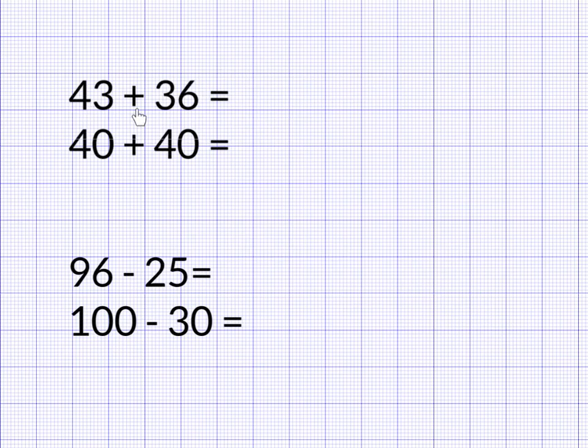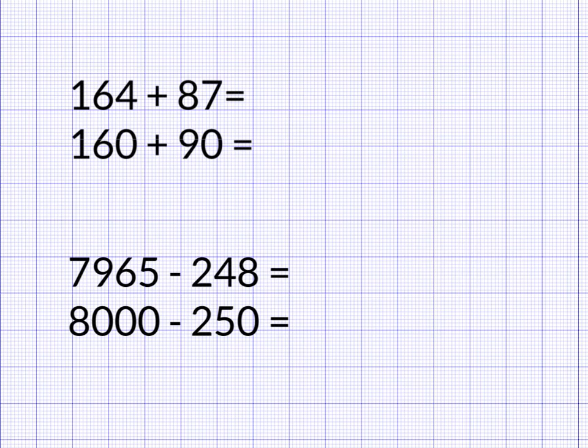So here we have 43 add 36, and we could round 43 to 40 and 36 to 40. So actually we've got 40 add 40. So our answer is 80 if we're estimating it. Here we've got 96 take away 25. So 96 rounded is 100, 25 rounded is 30. So now we've got 100 take away 30, and that's 70.